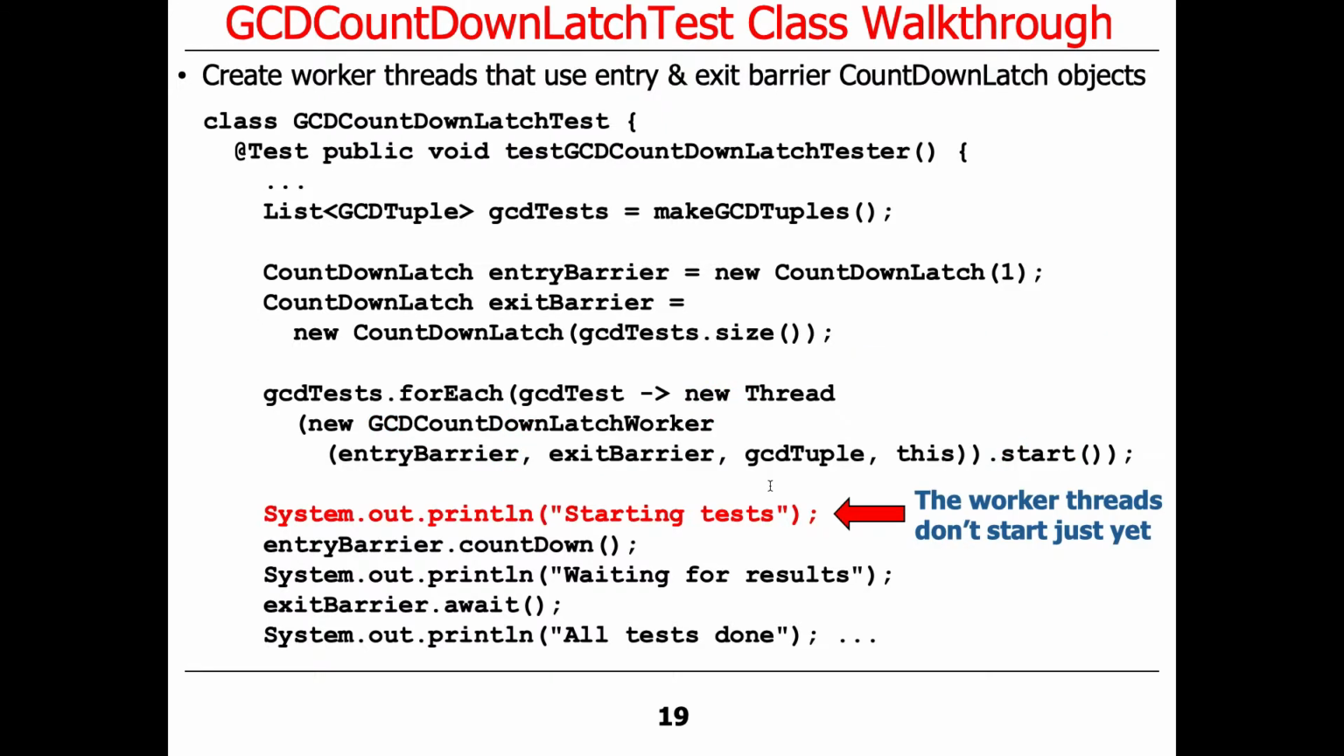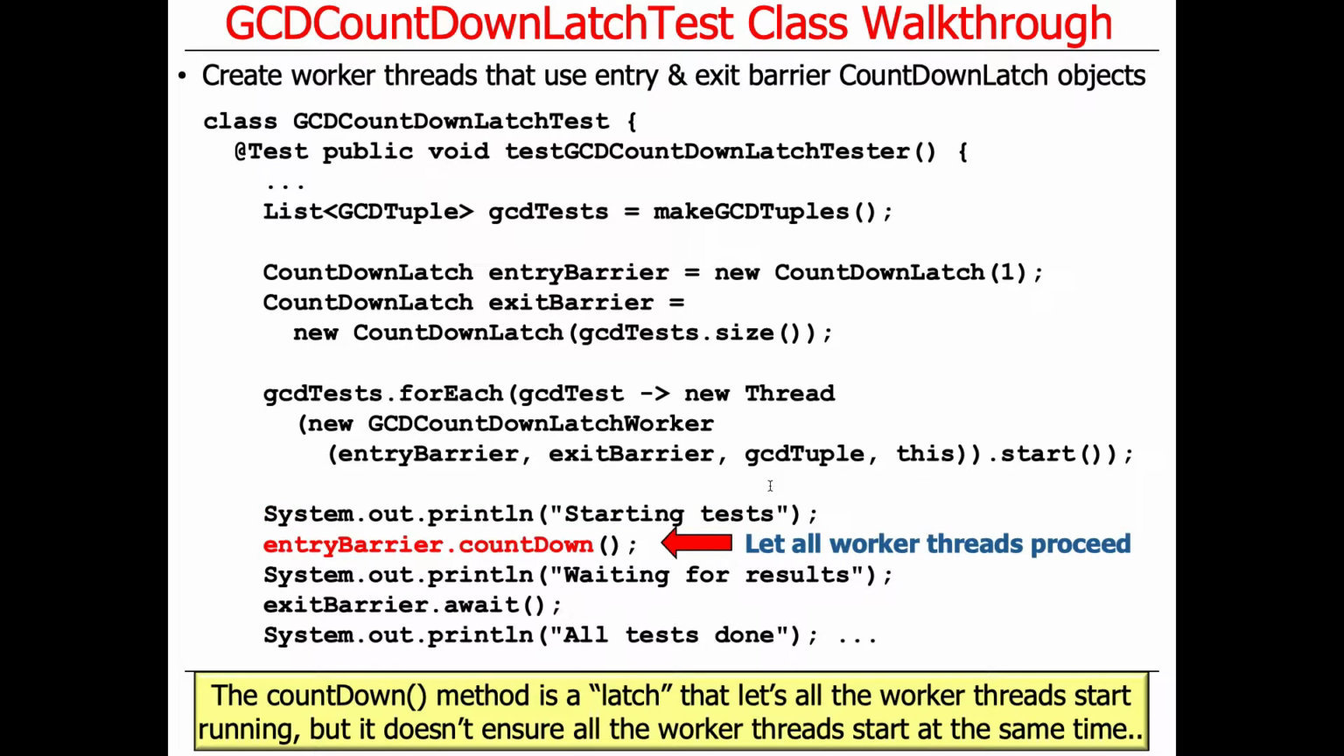So after we print starting tests, then we say anybody who is up and running can begin. So that means the worker threads can proceed. But this is a little bit weird, and you'll see this is actually a good motivation for the cyclic barrier that we'll talk about next. In this particular case, the main thread is saying, okay, you guys can start to run.